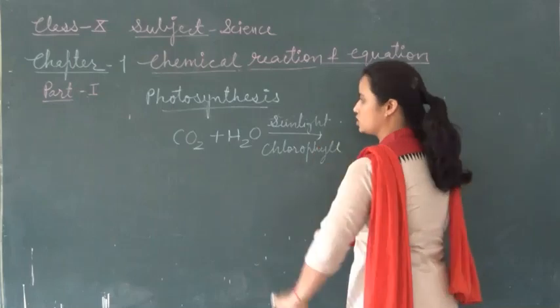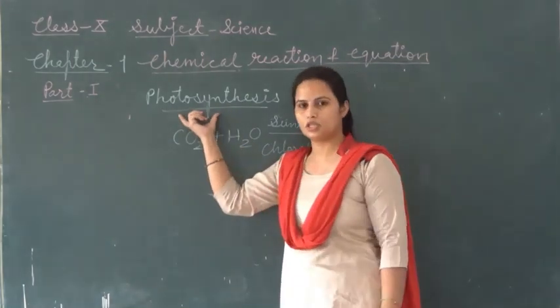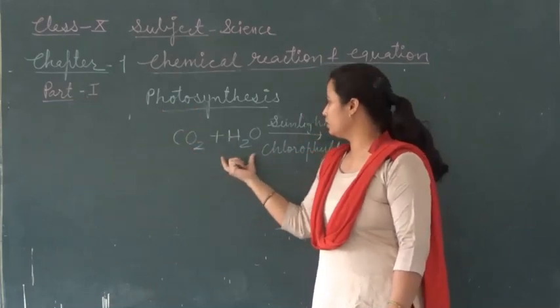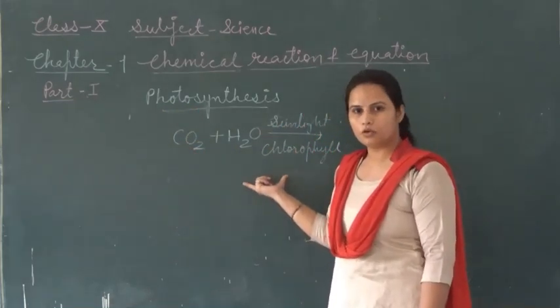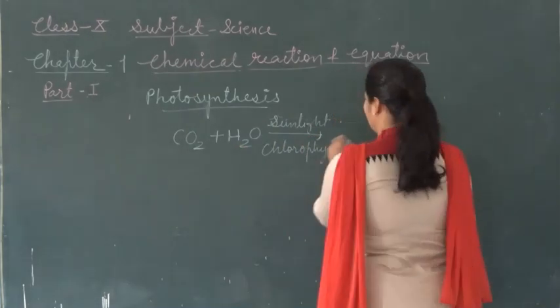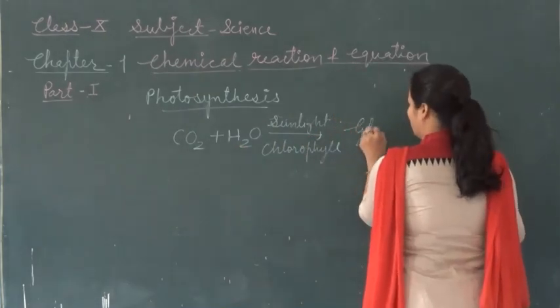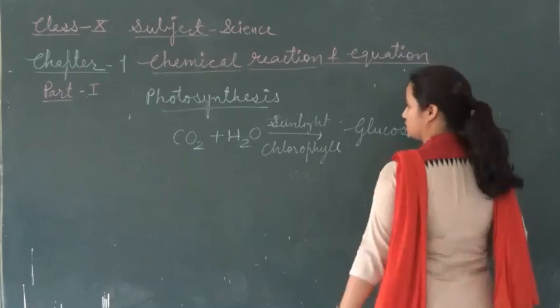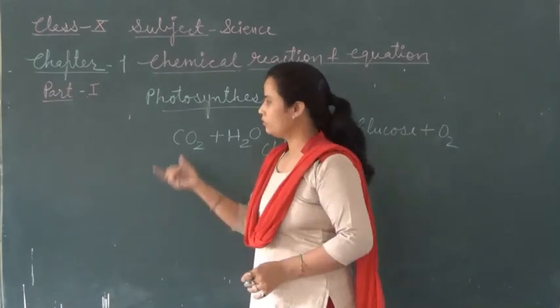It is a simple process. We know very well the photosynthesis process. The plant utilizes atmospheric CO2 and water in the presence of sunlight and chlorophyll, and it forms a food that is called glucose. And then it evolves a gas, oxygen. It is a simple equation.